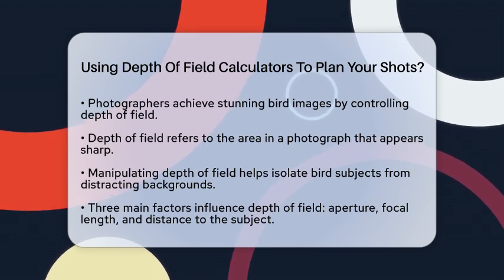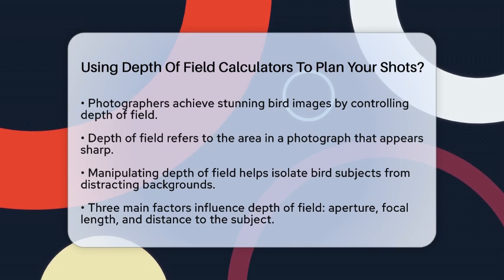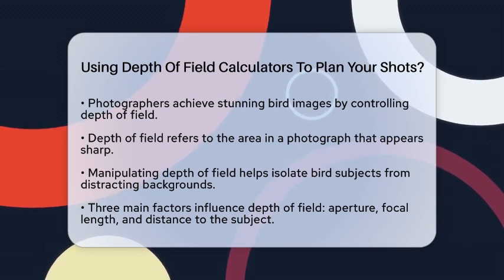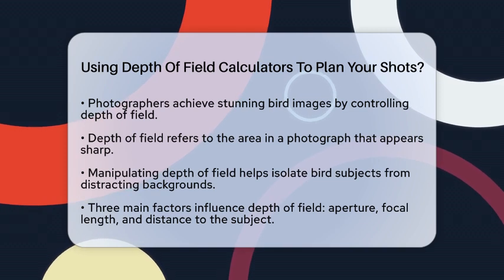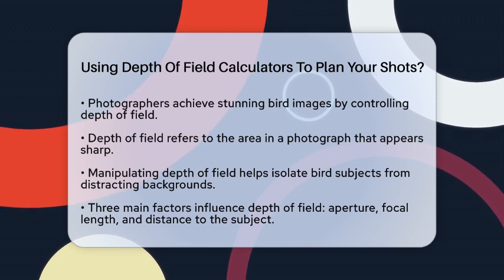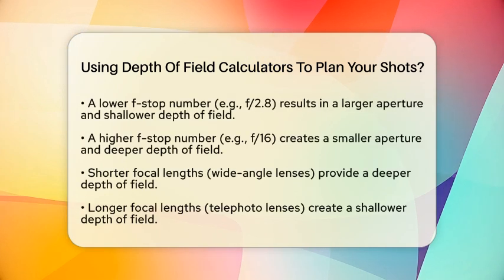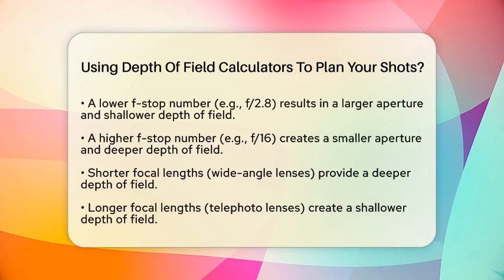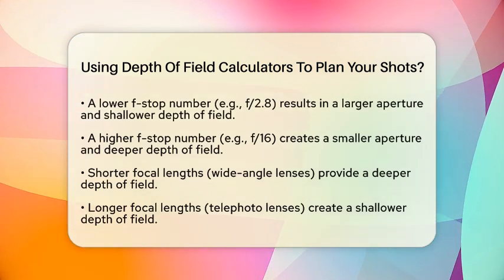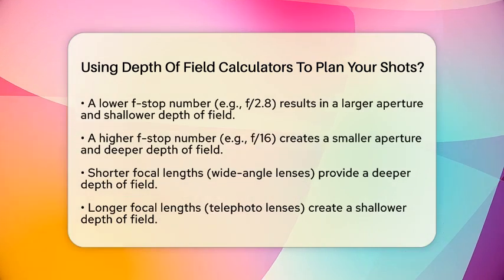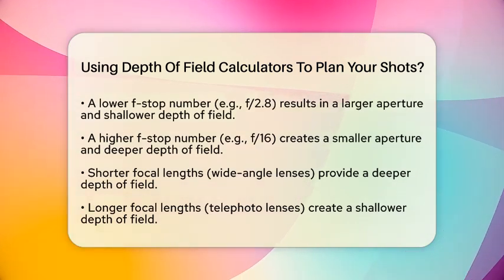Depth of field is influenced by three main factors: the aperture, the focal length of the lens, and the distance from the camera to the subject. A lower f-stop number, like f/1.8, means a larger aperture opening, resulting in a shallower depth of field. This is great for blurring backgrounds. On the other hand, a higher f-stop number, like f/16, gives you a smaller aperture opening, leading to a deeper depth of field, which is useful for capturing more detail throughout the scene.